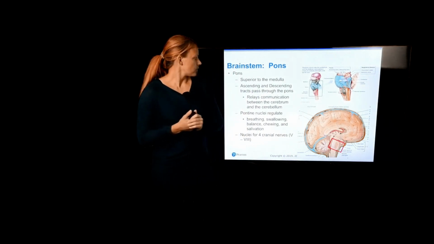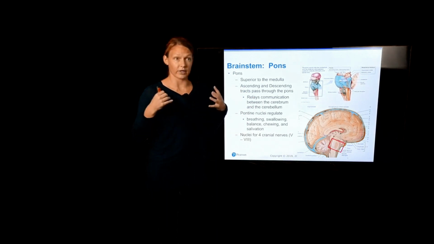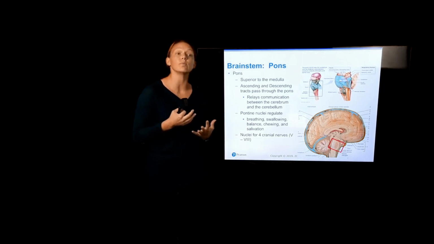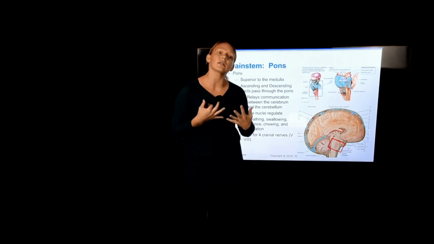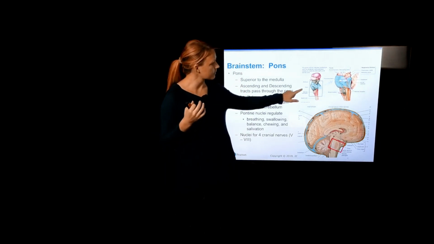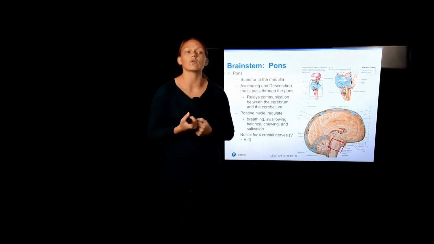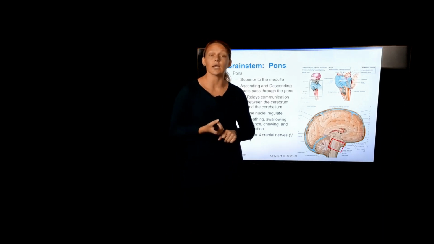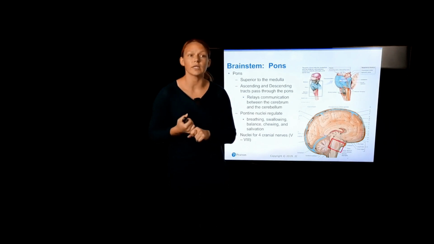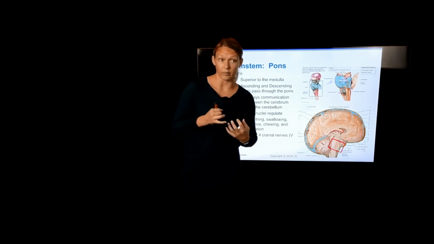And the pons has ascending and descending tracts that are going to pass through it. So it's going to relay communication between the cerebrum and the cerebellum. Pons literally means bridge because it's kind of like a bridge between the midbrain and this medulla oblongata. It's going to share control of balance, swallowing, and breathing with the medulla. It's going to relay nerve impulses related to voluntary skeletal movements from the cerebral cortex to the cerebellum.